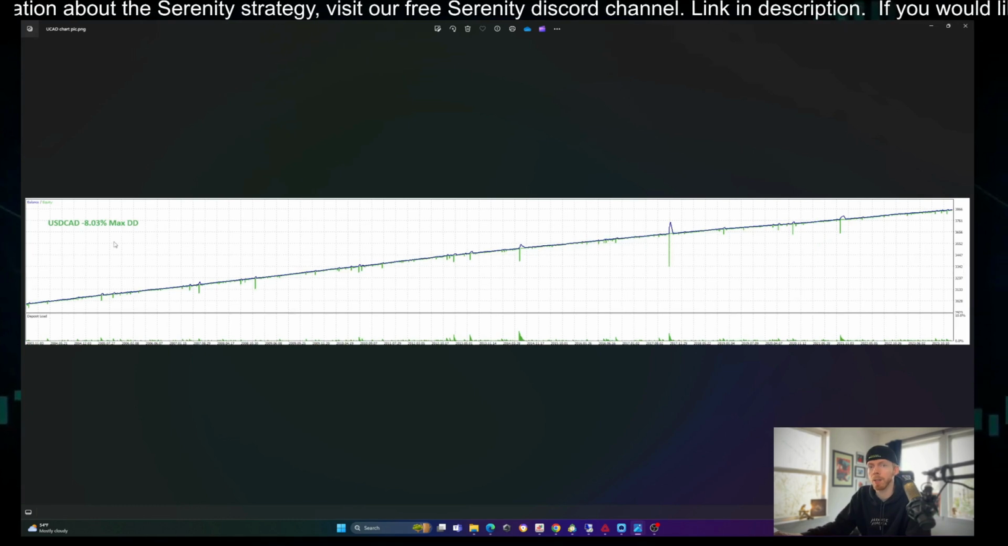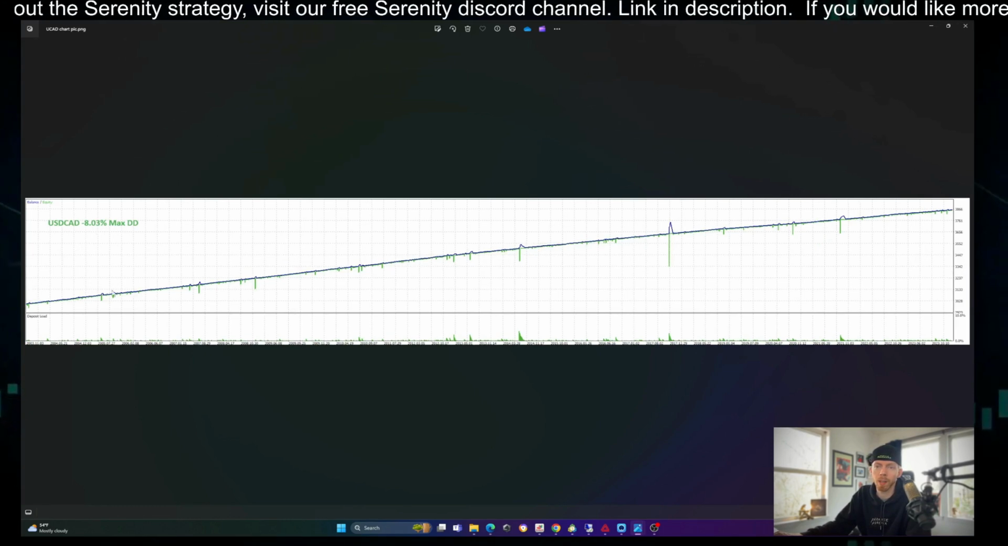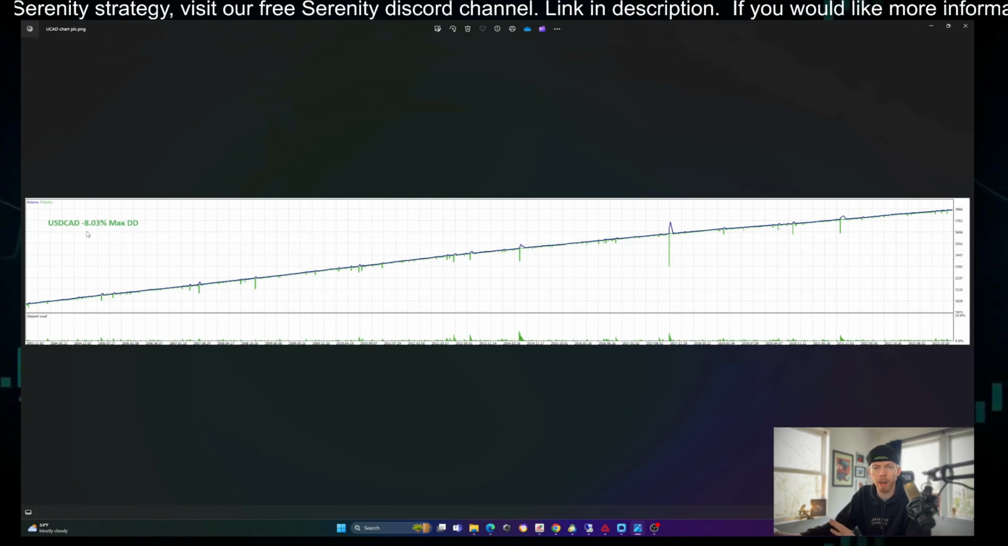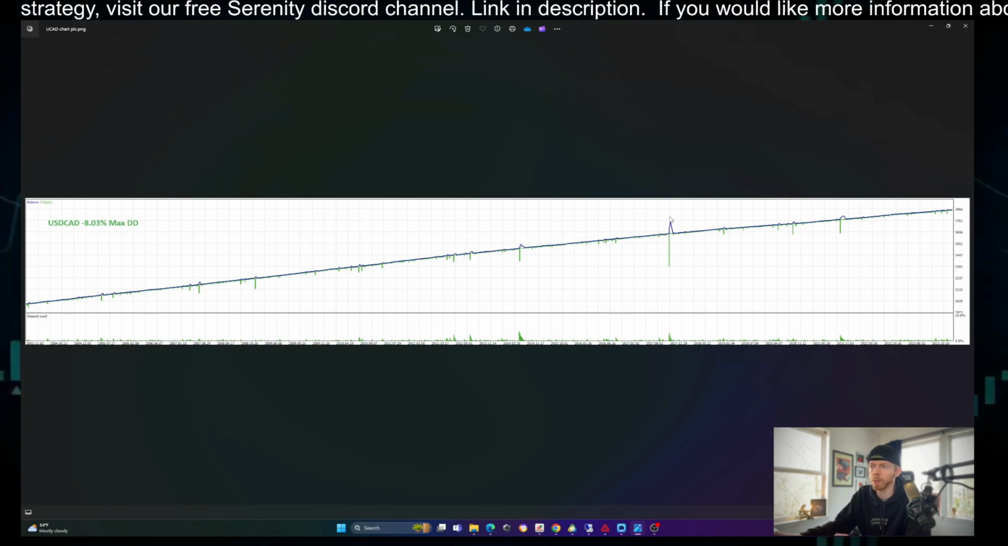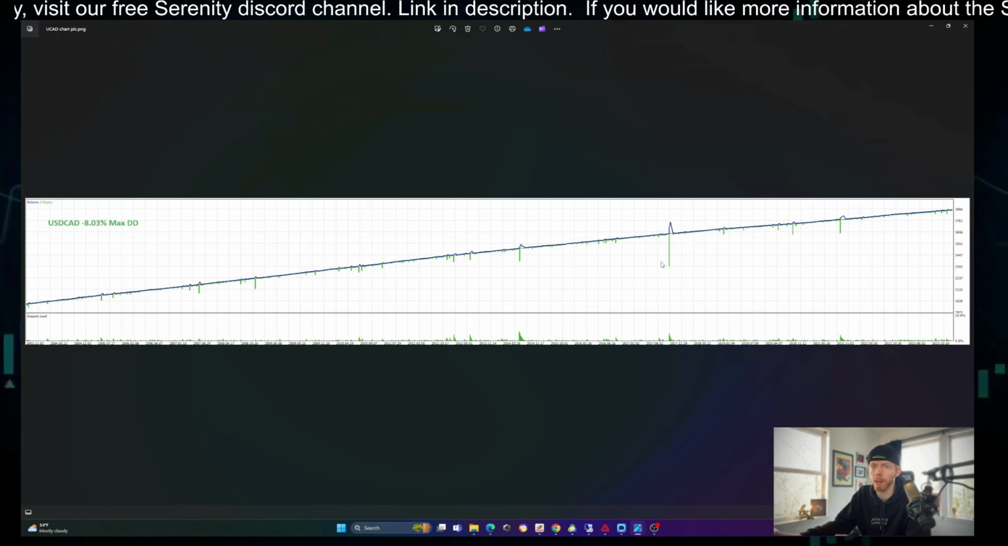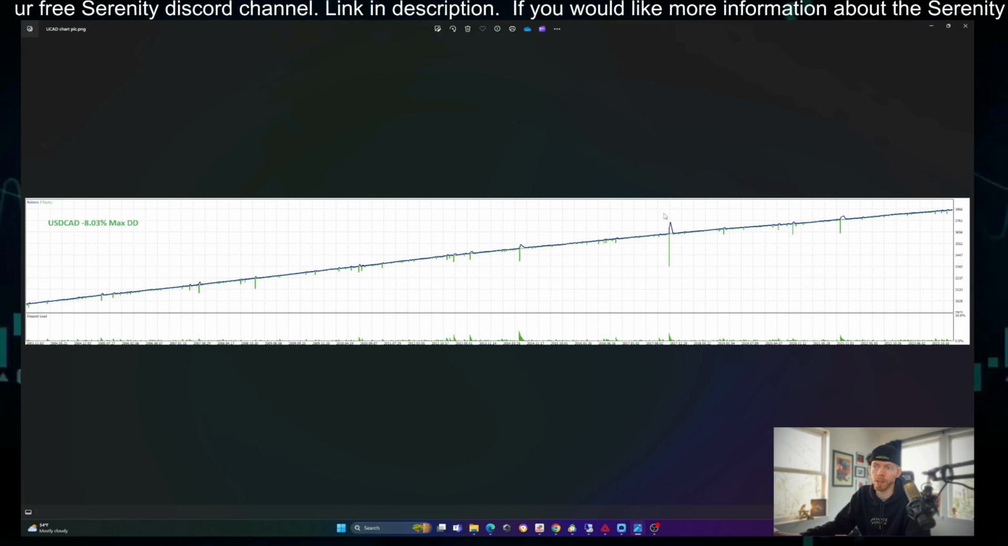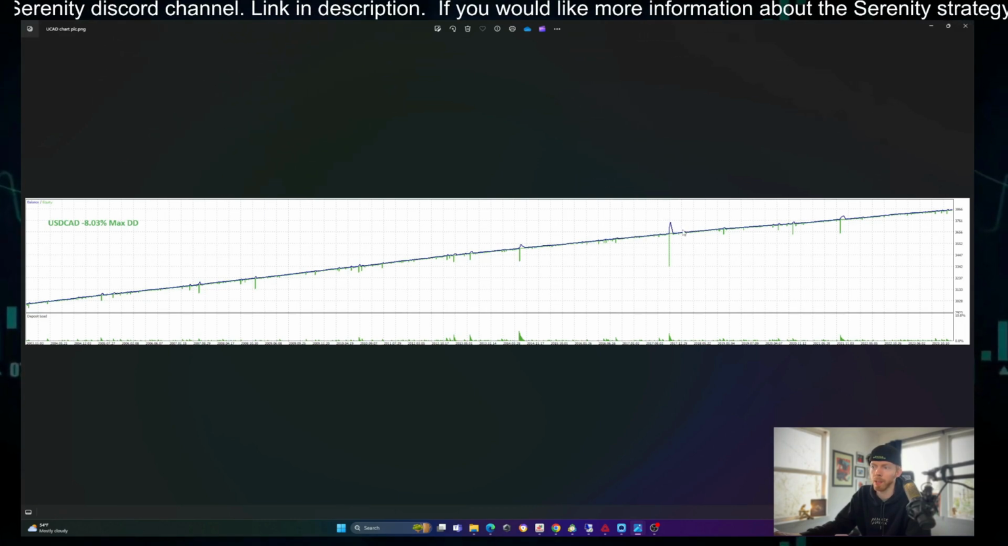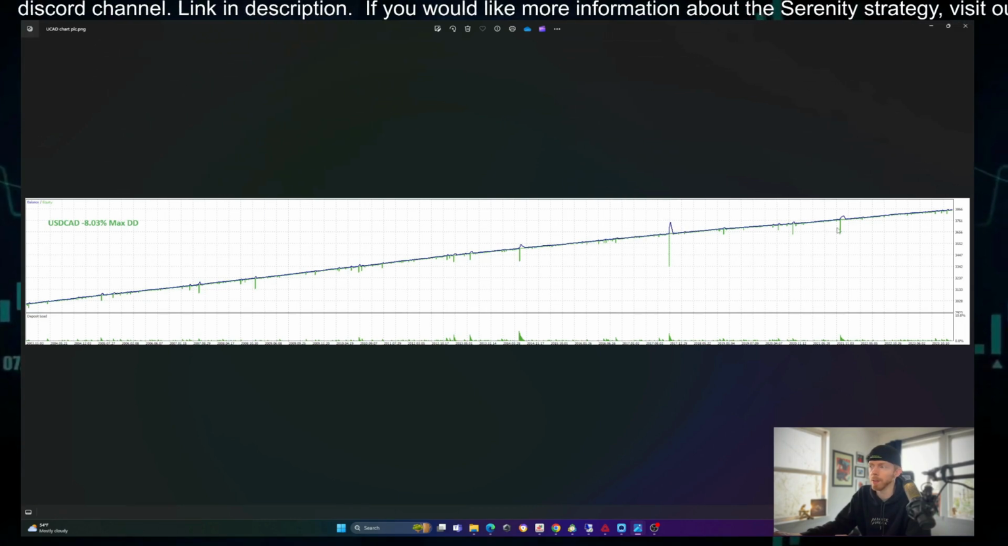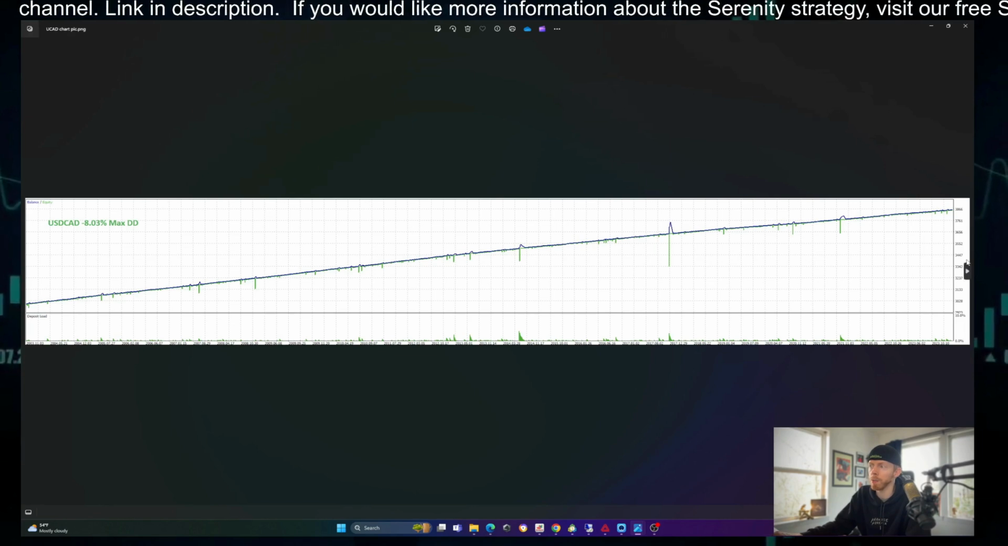All right, the USD CAD, so 8.3% here, really good pair, maximum drawdown really low, and really few dips in maximum drawdown. So the 8%, as you can see, you can make, visually here, you can see that it was hit in 2017, and it's been smooth ever since.